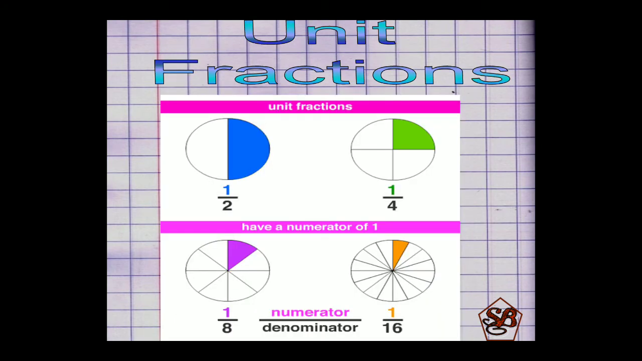Unit fractions. Unit fractions are fractions which have numerator equal to 1. That means numerator is always 1 in this case. No matter whatever the denominator is, the numerator should be 1. Those types of fractions we call unit fractions. 1 by 2, 1 by 4, 1 by 8, 1 by 16. In all these cases, the numerator is 1 and denominators are different.